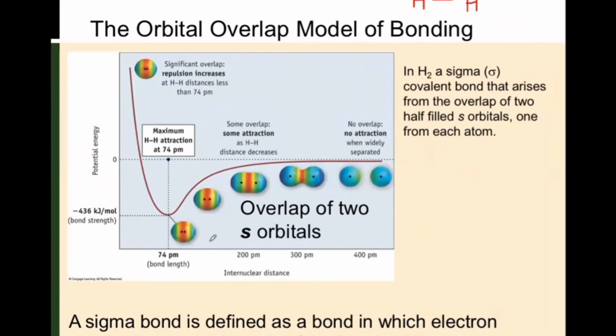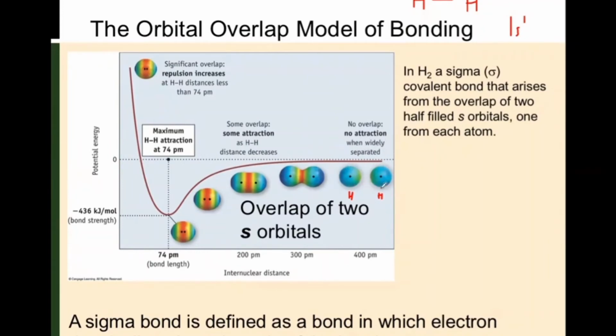If we look at this totally separated case, we've got a hydrogen atom and a hydrogen atom. We can see that they are spherical. That's because the electrons exist in s orbitals. Hydrogen is 1s1. It only has 1 electron, and that electron is in an s orbital. S orbitals are spherical, if we remember back to, I think, chapter 6. That was in module 3. So there is no overlap, no attraction when widely separated.